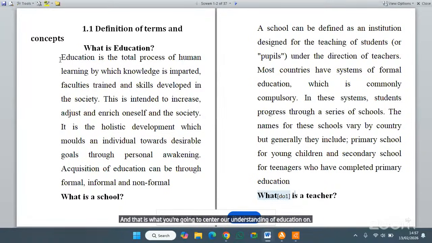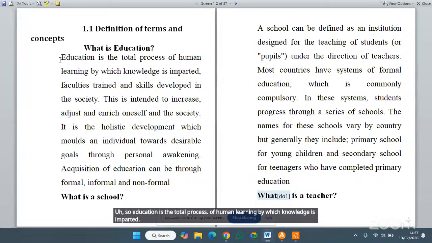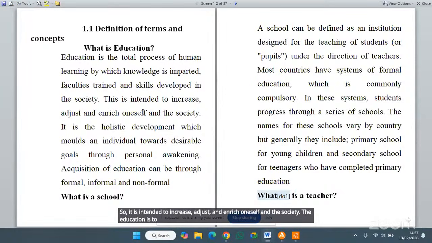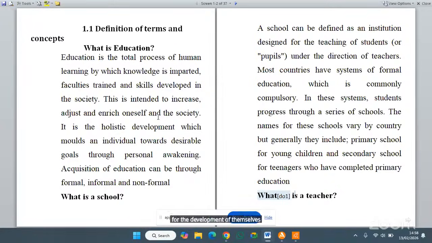So education is the total process of human learning by which knowledge is imparted, faculties trained, and skills developed in the society. So it is intended to increase, adjust, and enrich oneself and the society. So education is to make people enrich their knowledge, their skills, and positive attitudes for the development of themselves and their society.